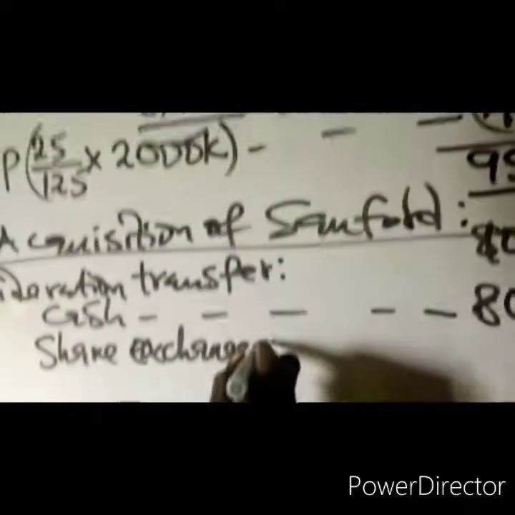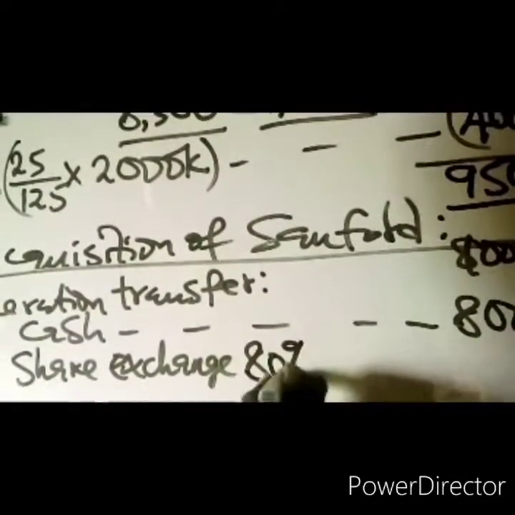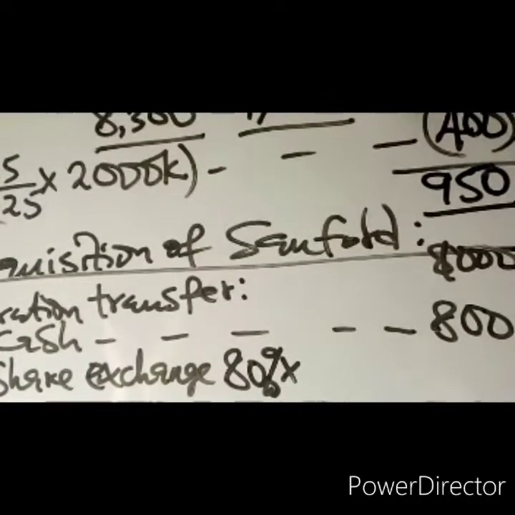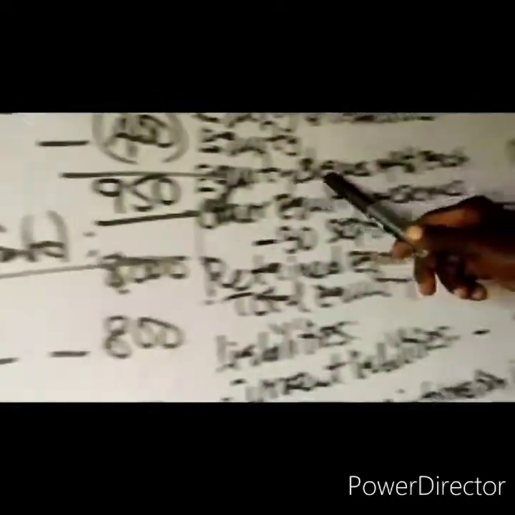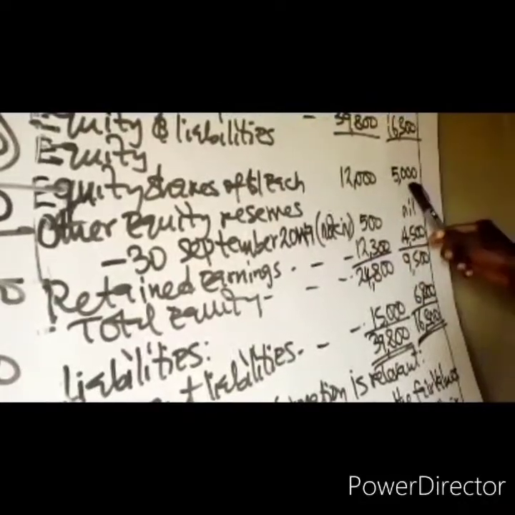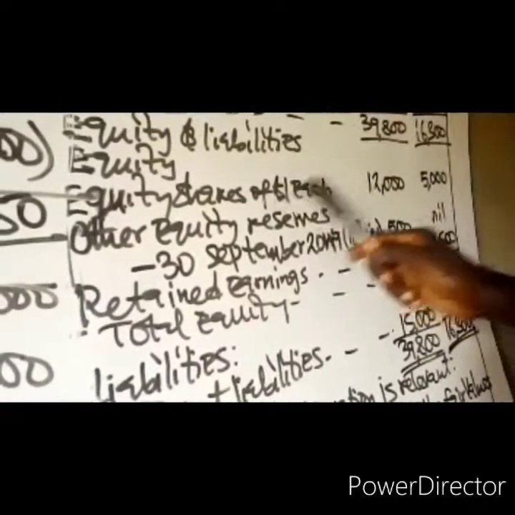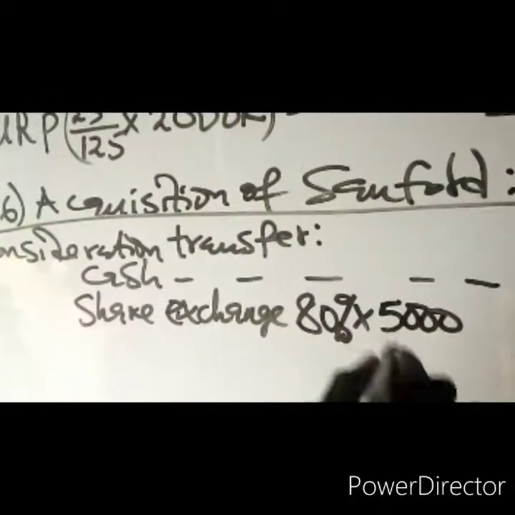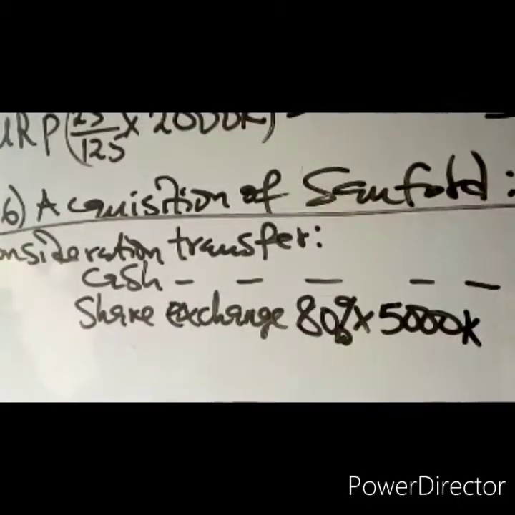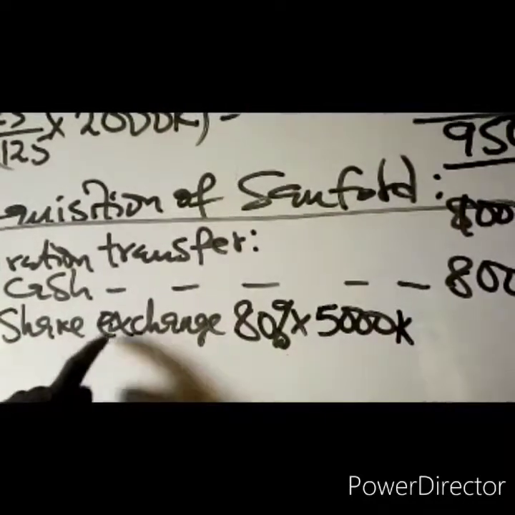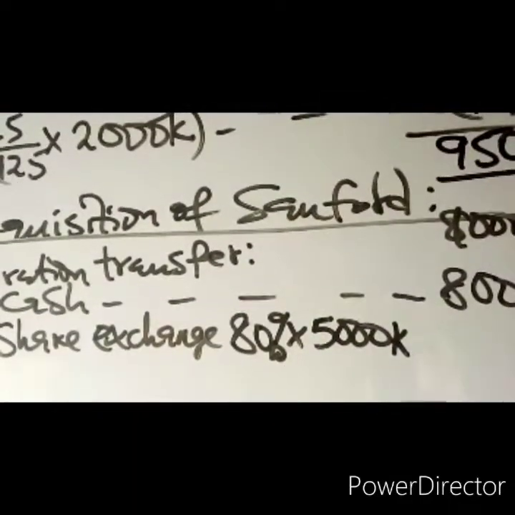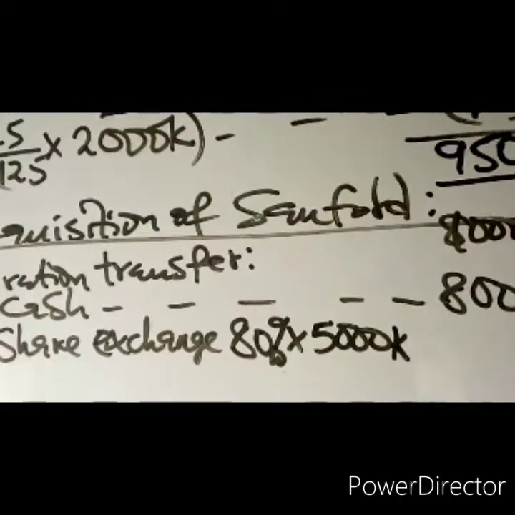So how much will be the shares acquired now? You have 80% of Sanford shares. We have the equity shares of Sanford, equity shares of $1 each, which is 5,000. 5,000 divided by 1 will still be 5,000. 80% of 5,000 will give you 4,000 shares. The number of shares acquired by Premier in Sanford is 4,000 shares, that is 80% of 5,000.